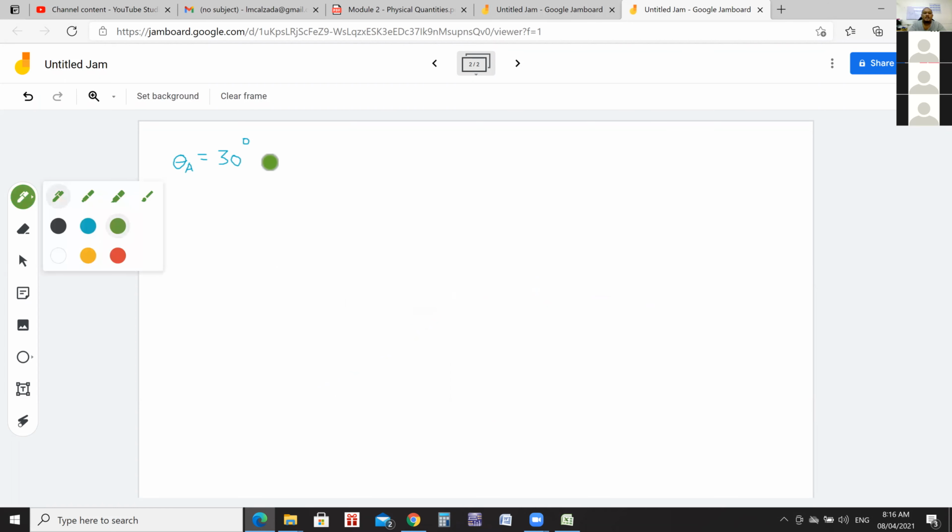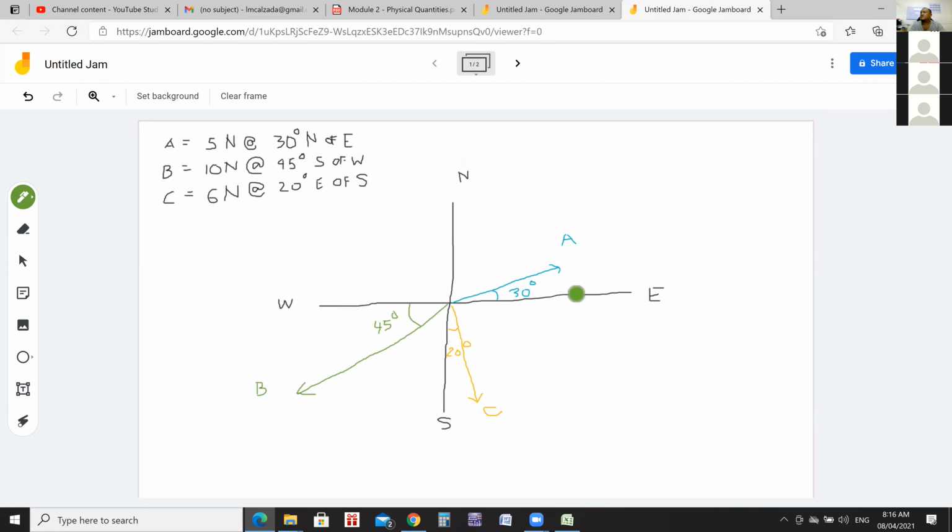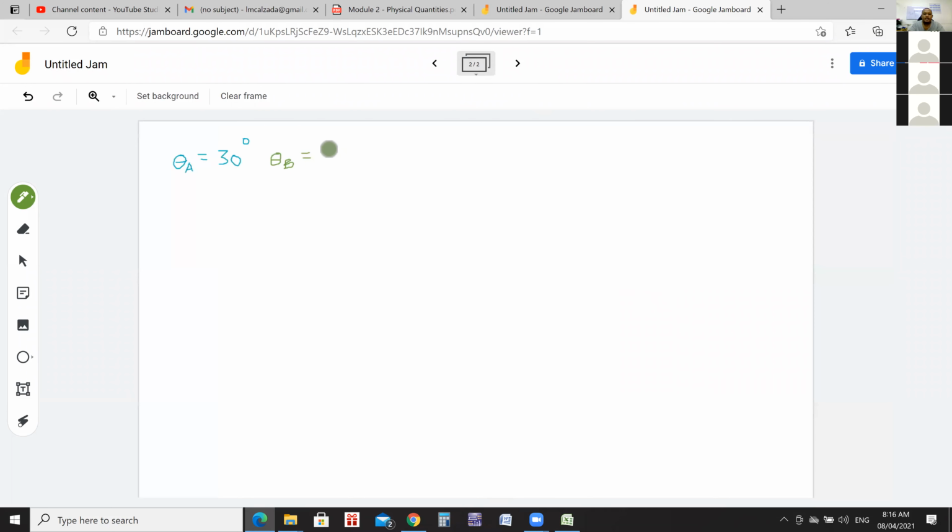Next, we have theta B. Again, from the definition, reference angle is the angle from the positive x-axis towards the vector. So from here toward here, how much is it? This is 180 plus 45. 180 plus 45, how much? That is 225. So that is 225 degrees.